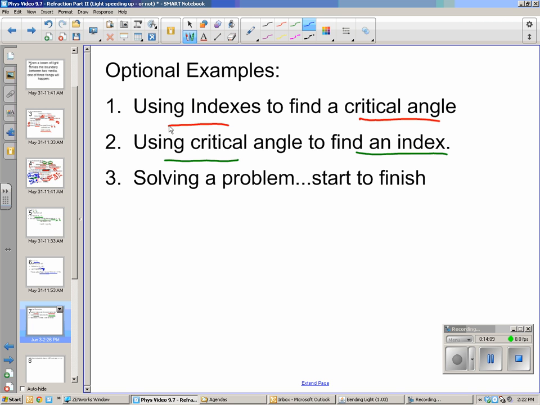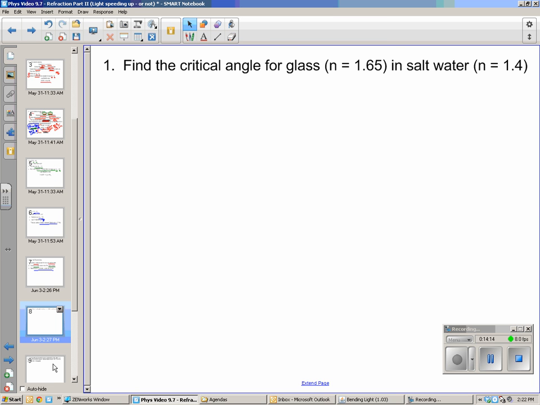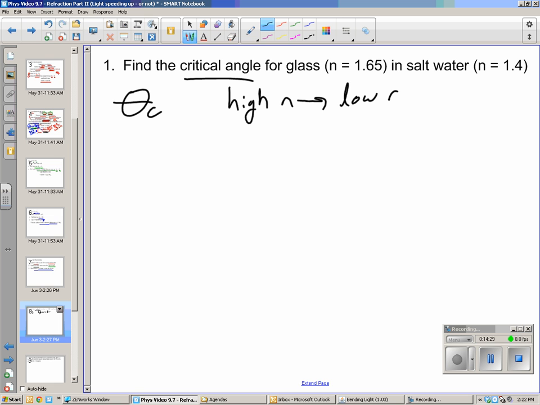And in example three, I'm going to solve a problem from start to finish. Okay, so here we go. Example one says find the critical angle for glass in salt water. All right, so first of all, because we're dealing with critical angle, that means we must be going from a high index of refraction to a low index of refraction.